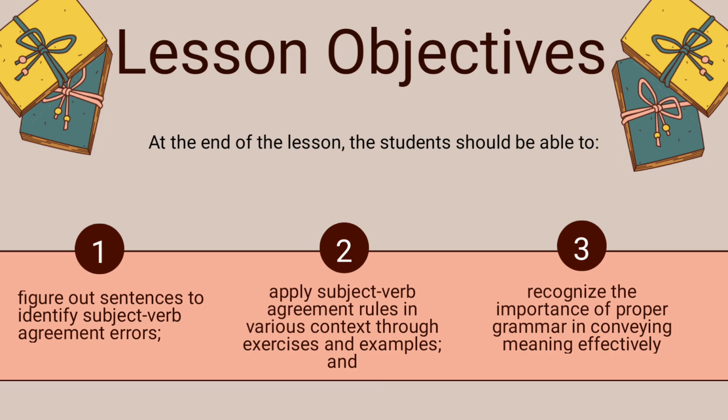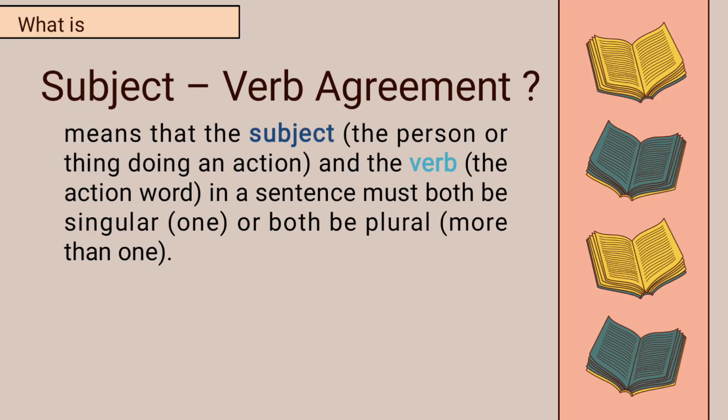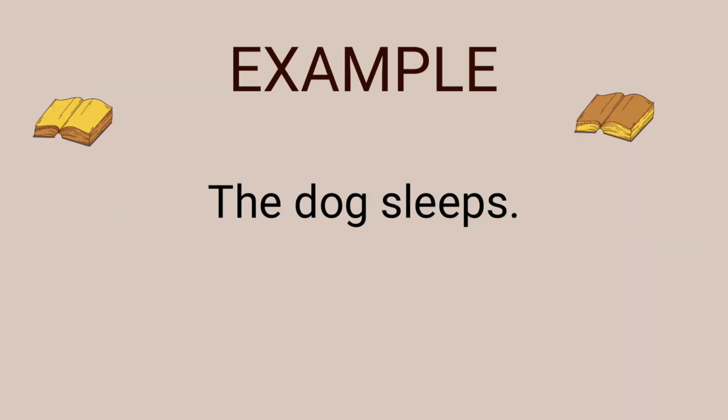Before we discuss the subject-verb agreement rules, let's check your understanding of the subject and how it must agree with the verb in the sentence. So, what is subject-verb agreement? It means that the subject, which is the person or thing doing the action, and the verb, which is the action word in a sentence, must both be singular or both be plural. Always keep in mind that the subject is the main actor and the verb is what the subject is doing. For example, the dog sleeps. The dog is the subject and the action word sleeps is the verb.